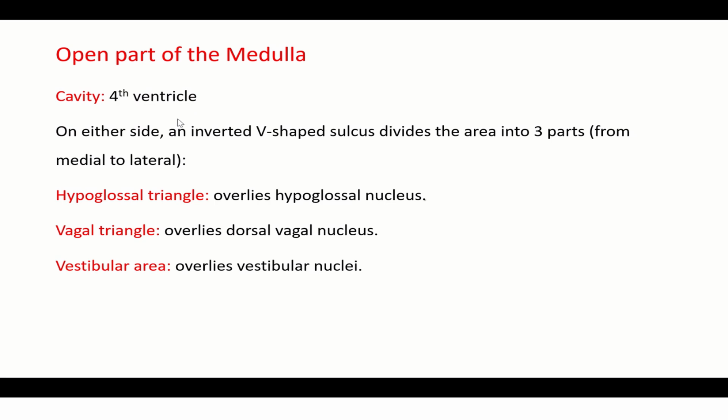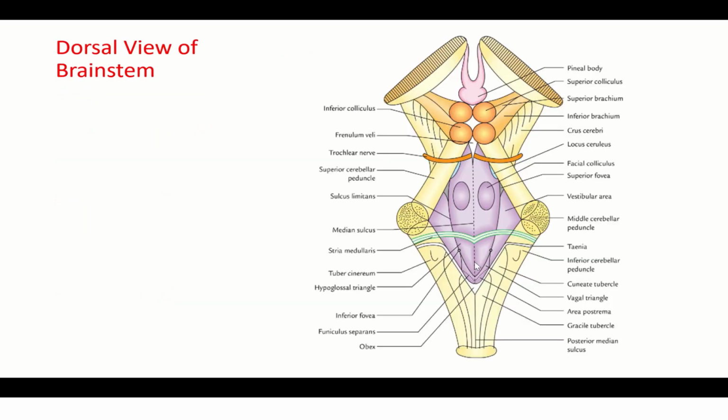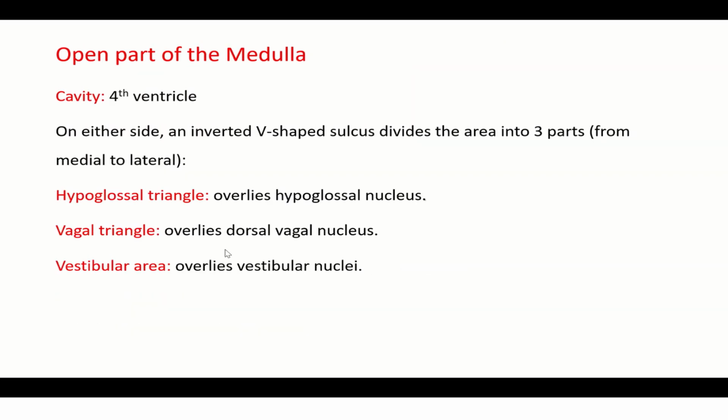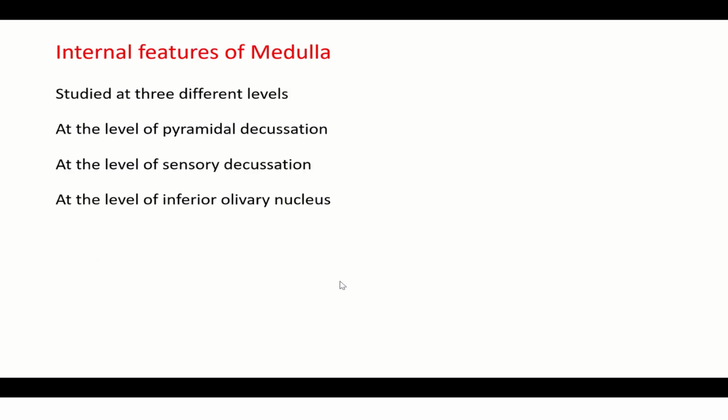So in the upper part of the medulla, this is the lower half of the cavity of the fourth ventricle. On either side, there is an inverted V-shaped sulcus that divides the area into three parts from medial to lateral side. That is the hypoglossal triangle. You can see here, this will be the hypoglossal triangle, this will be the vagal triangle, and this will be the vestibular area. The hypoglossal triangle overlies the hypoglossal nucleus, the vagal triangle overlies the dorsal vagal nucleus, and the vestibular area overlies the vestibular nuclei.